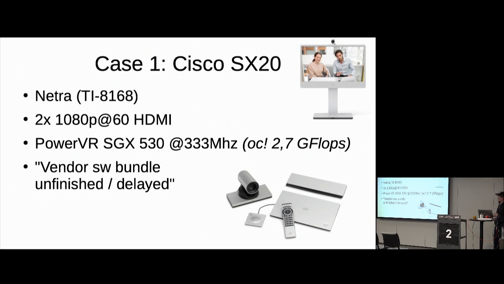The Cisco SX80 is based on a Texas Instruments Netra chip, TI-8168. It has dual 1080p 60 HDMI output, so you can run 2 full screens on it. It's running an ancient GPU, PowerVR SGX530, which we overclocked, of course, to 2.7 gigaflops.